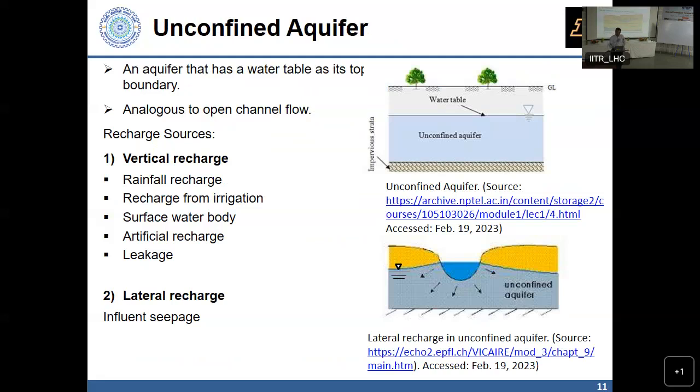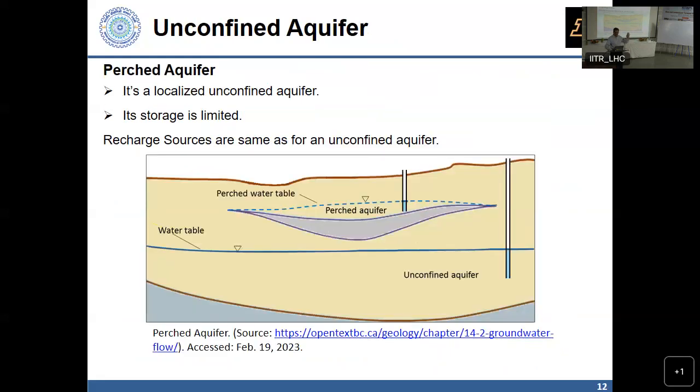We also come across the term perched aquifer quite often. A perched aquifer, as the name indicates, is like a localized unconfined aquifer. Let's say here is the main unconfined aquifer, where you see a water table, but perhaps in the geologic formation there is a clay lens, which tends to be less permeable, so that when recharge occurs, water is trapped on top of this clay lens. And therefore you have water being held there as a perched aquifer.